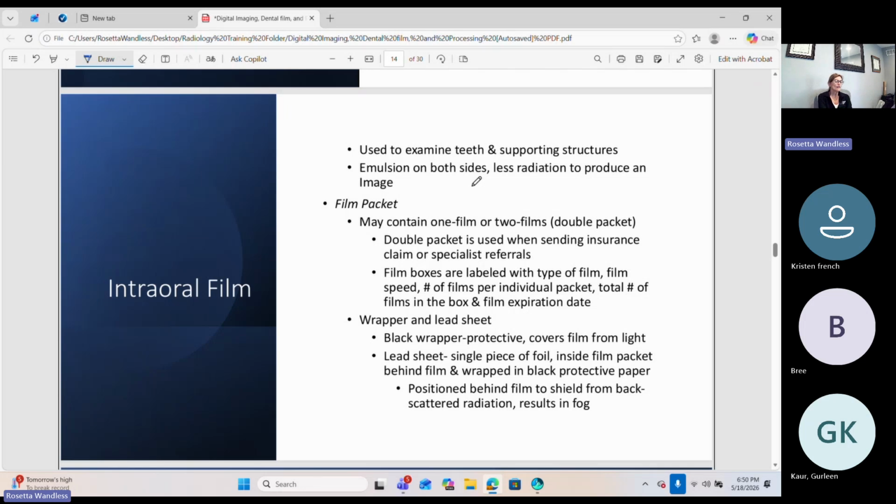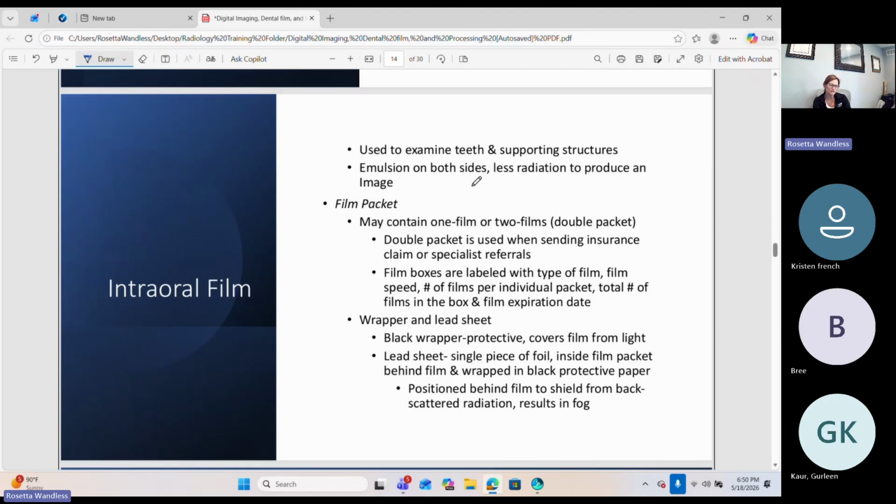Now, film boxes, how do we know it's single or double film? Well, anything that comes in a film box is going to be labeled with what type of film it is. Is it intraoral, extraoral? It's going to give us the film speed. Is it fast or slow?